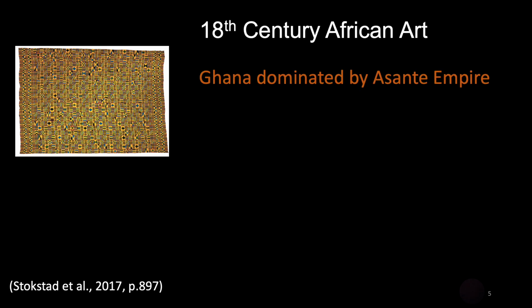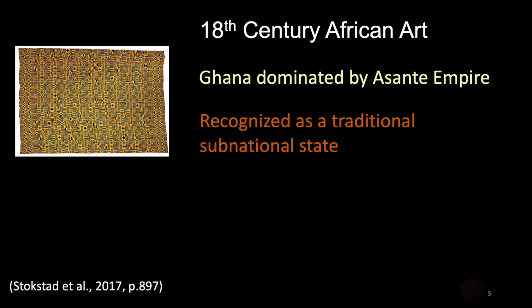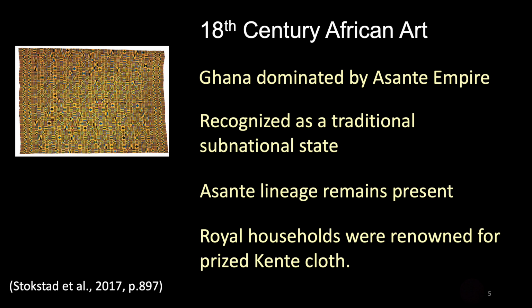By the 18th century, the Asante Empire covered most of present-day Ghana. After Ghana's independence was earned, it became a recognized traditional subnational state. The Ashanti lineage persists today, with the king residing in Kumase's royal palace, and the royal households were renowned for their prized 18th century kente cloth.